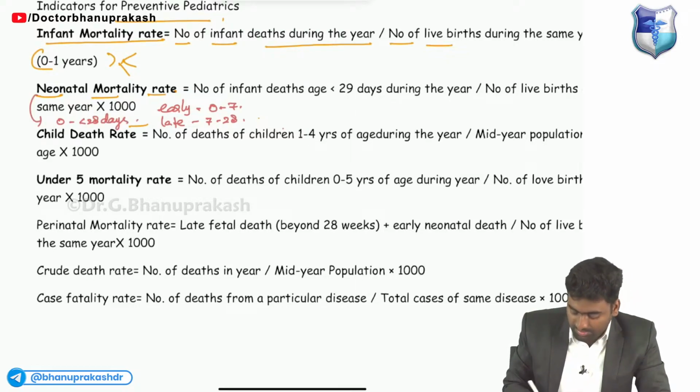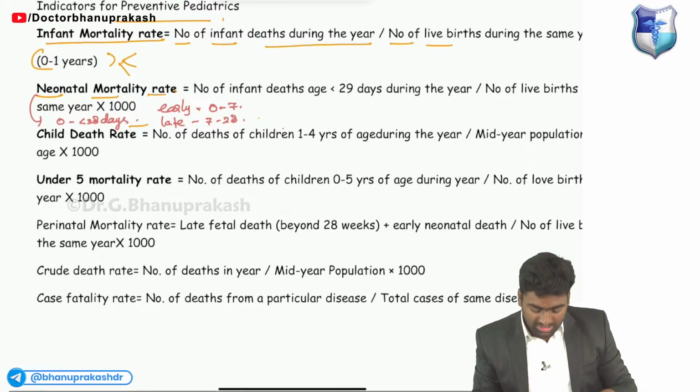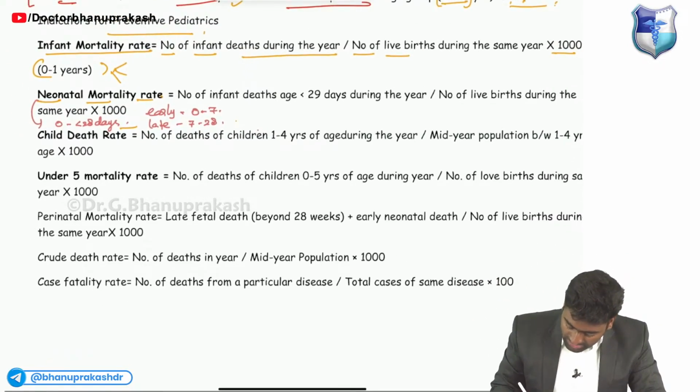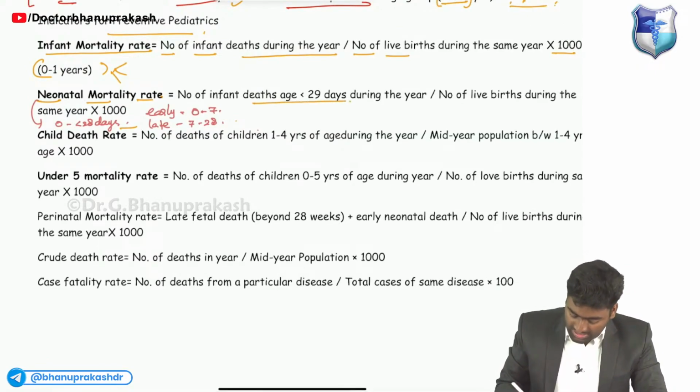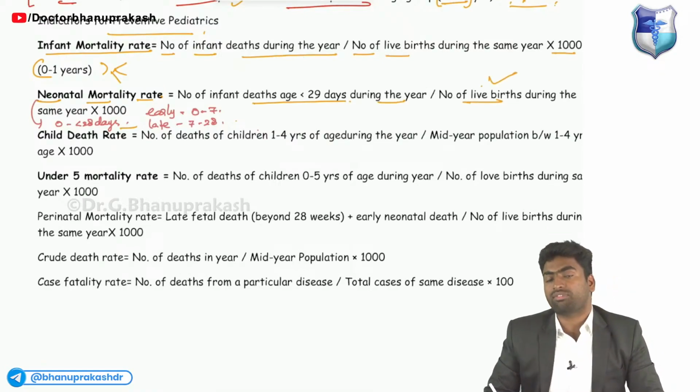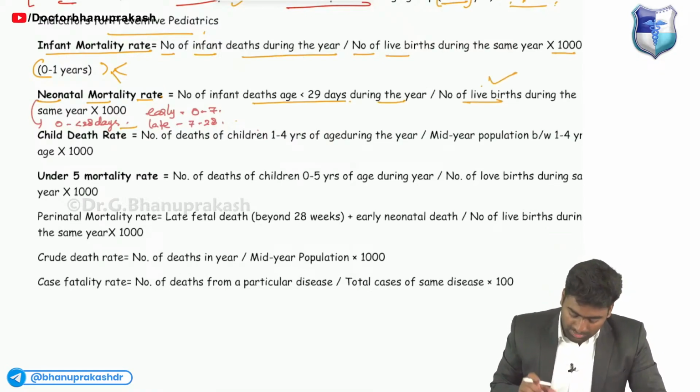There are two more formulas; just replace with early and late and you will get them. So here, the number of infant deaths less than 29 days during the year, divided by the number of live births. So this is the neonatal mortality rate.